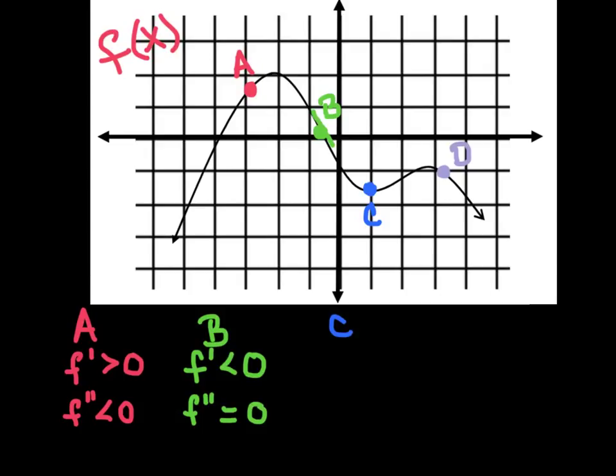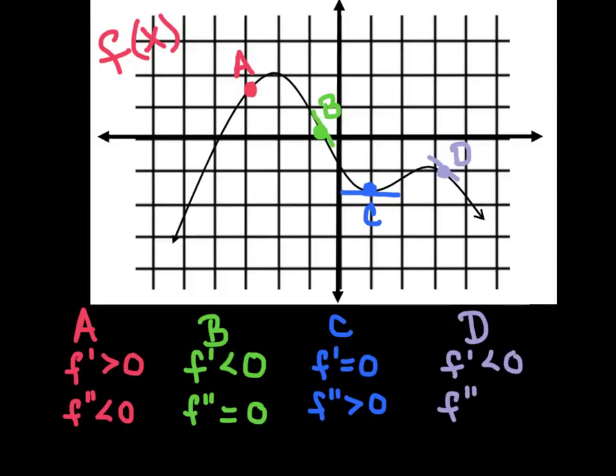Let's go to C. When we're looking at point C, it looks like the first derivative equals 0 because we've got a horizontal tangent line right there. And as far as the concavity goes, we're definitely concave up like a cup, so we're going to say the second derivative is a positive number. And then last but not least, we'll lock in on point D. The first derivative looks like we're just past the max, so our slope is negative, and it looks like we're concave down again, so we'll say the second derivative is also negative.